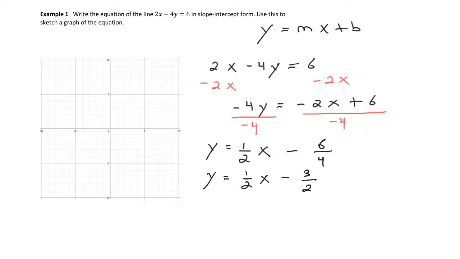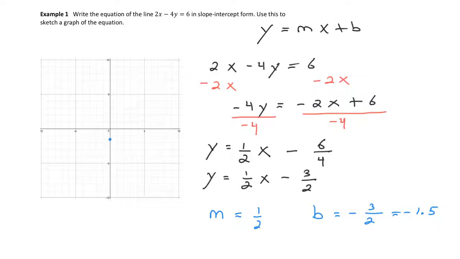If we want to use this new form to graph the original equation, I'll just note that the slope is 1/2, and the y value for the y-intercept is negative 3/2, or maybe just negative 1.5 if you'd like to use a decimal. I'll start by marking the y-intercept. That is negative 1.5, so that's about here.